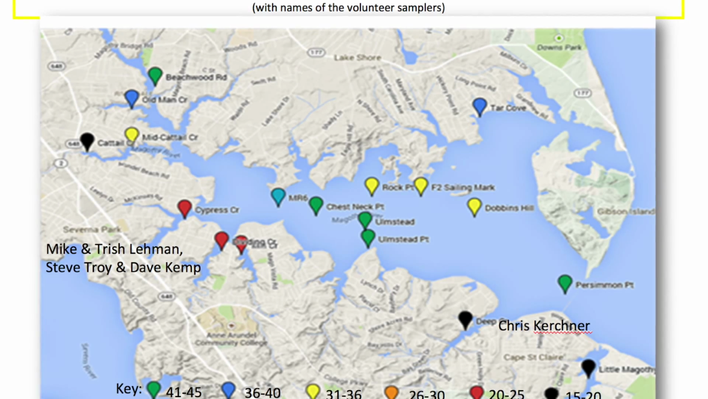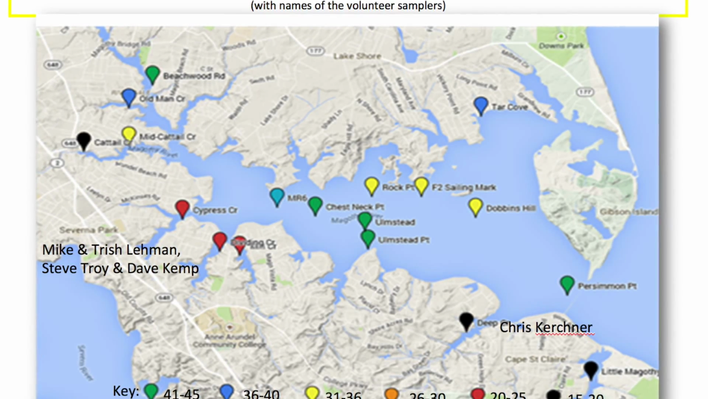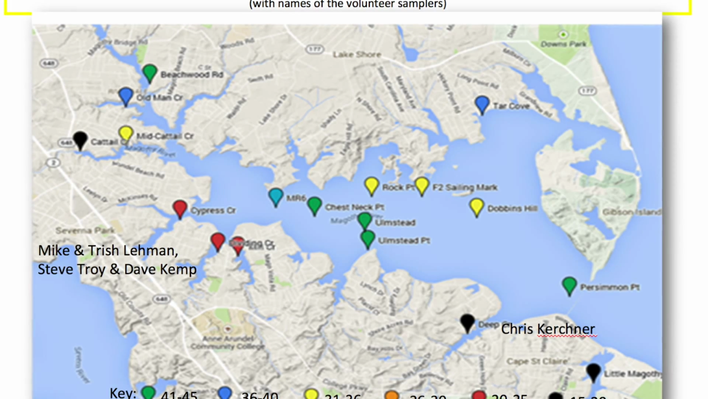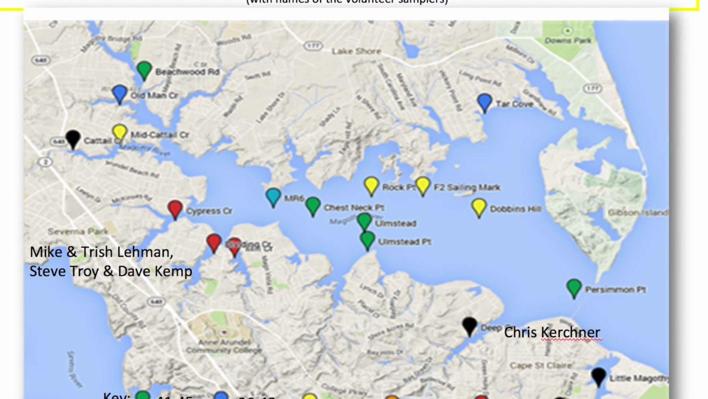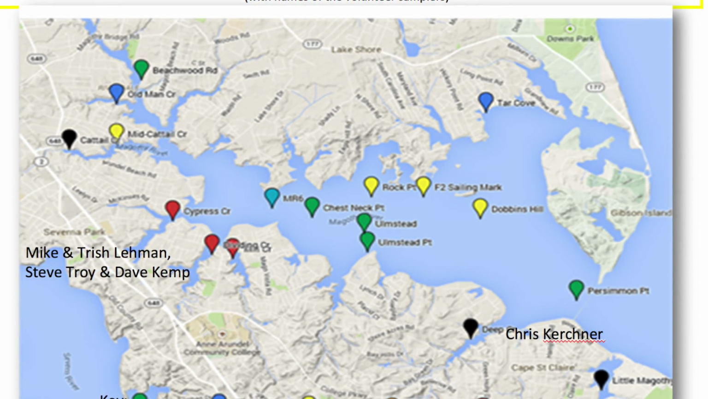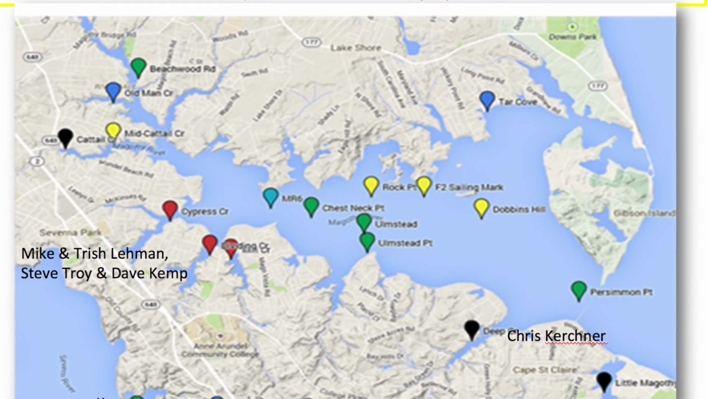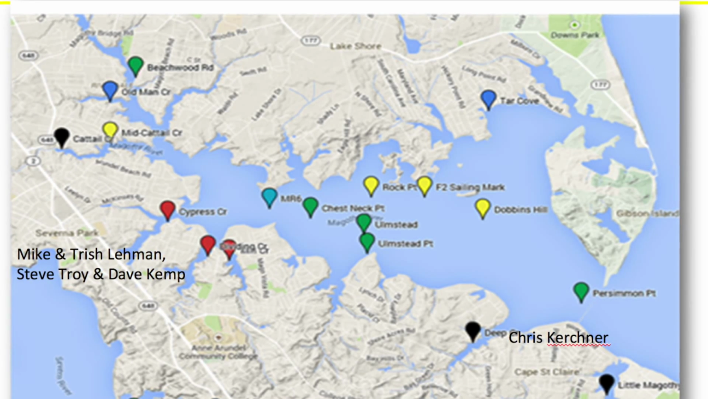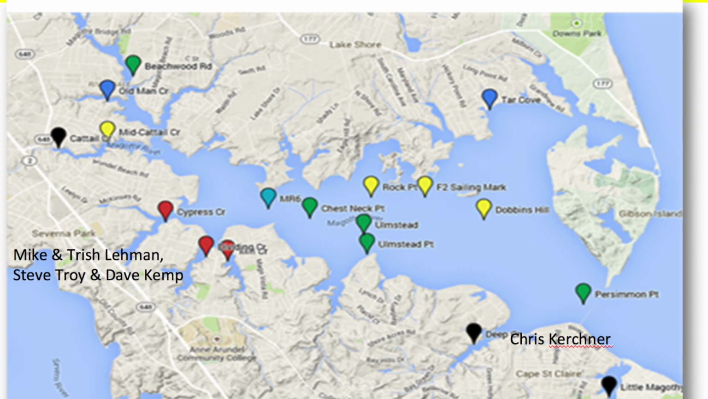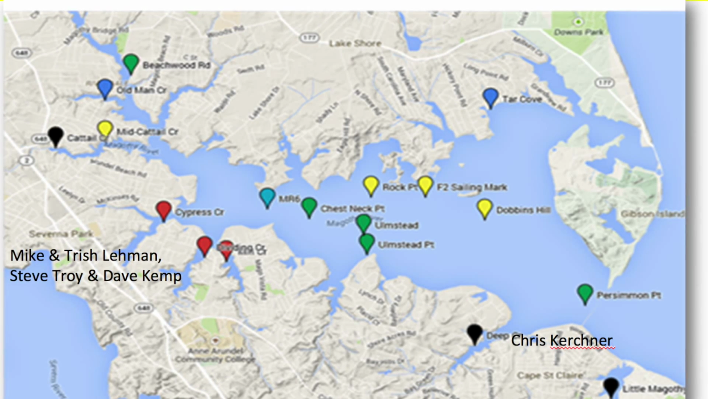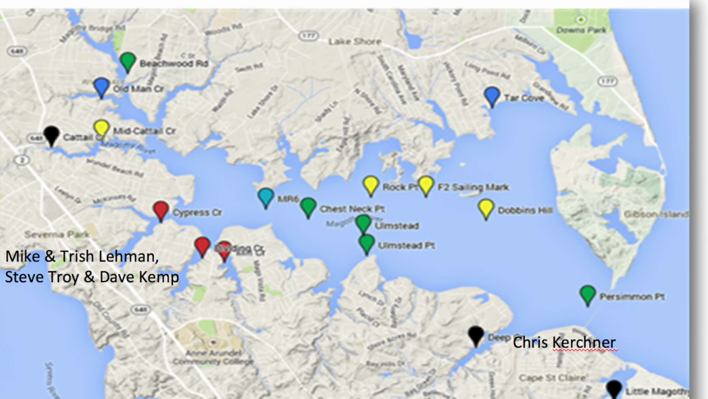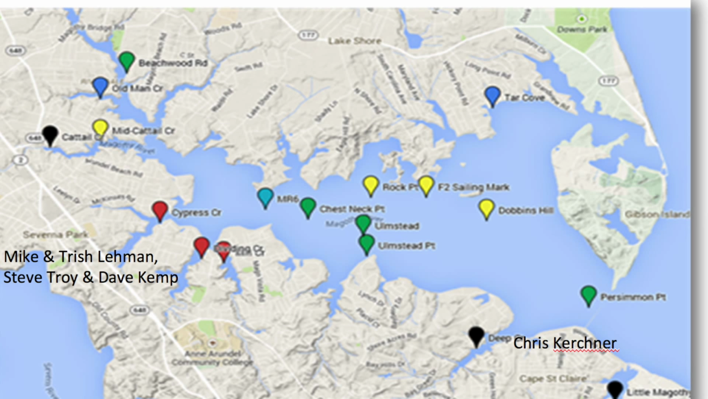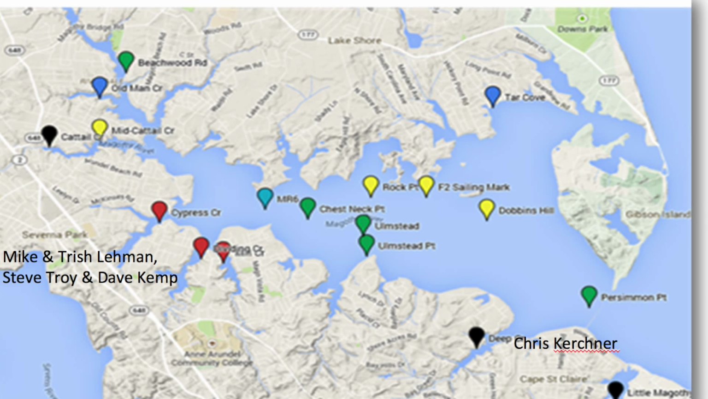And the people who have been doing the monitoring for us, Chris Kirshner did the monitoring in Deep Creek and in Little Magothy. The Lamans who were here, and Steve Troy and Dave Kemp, they did the monitoring for Cypress. I think they're all here today, right? They did Cypress, Dividing Creek, Mill Creek, and this Olmsted Point. And then all the rest of the open water by boat and all of these ones up here and this one on the North Shore, those were all monitored by Paul Spadaro. So we have a variety of people who were working on this. And my students and I work on the Mill and Dividing Creek also in the summer, so some of that data came from us.